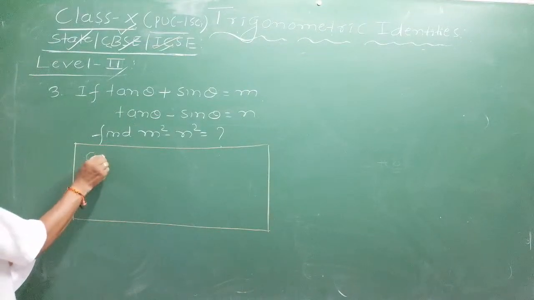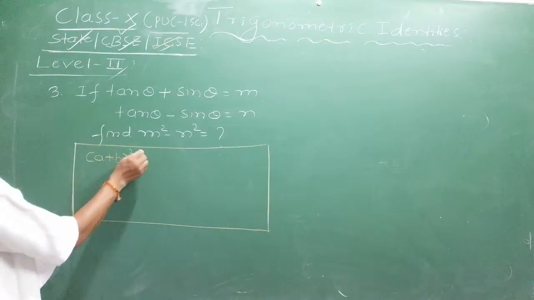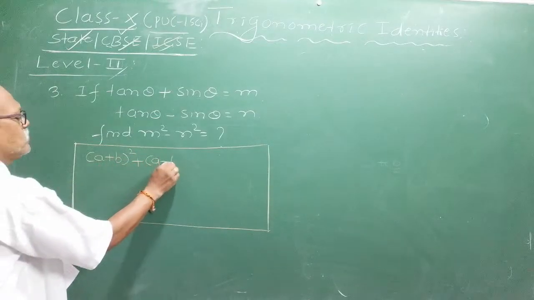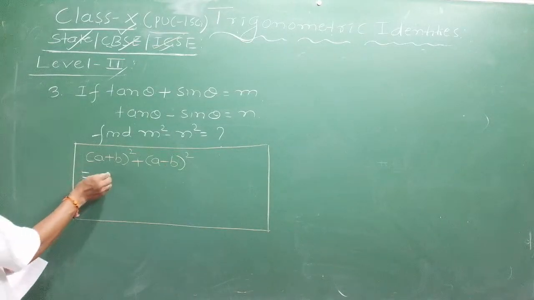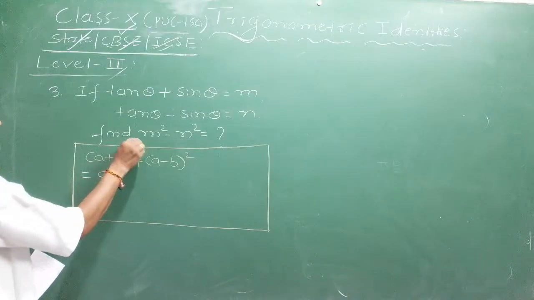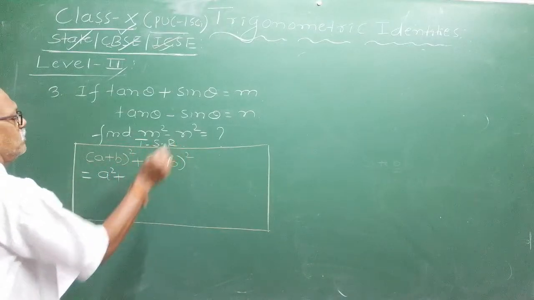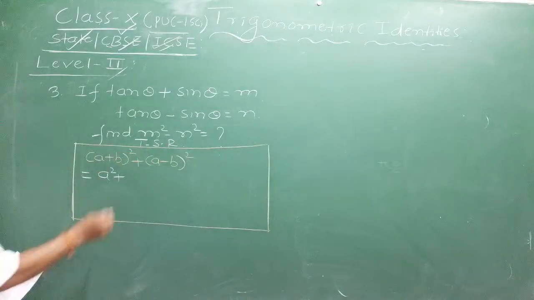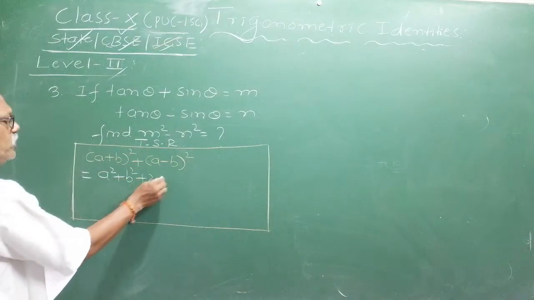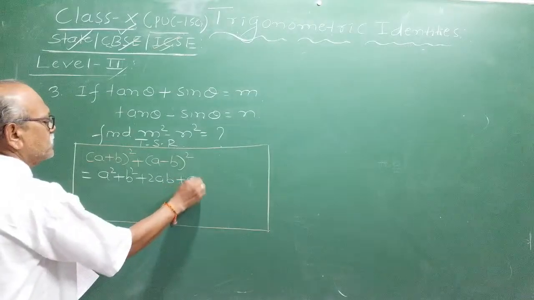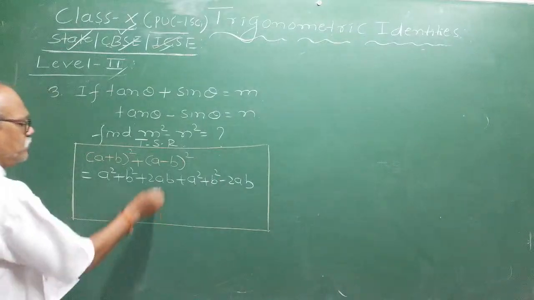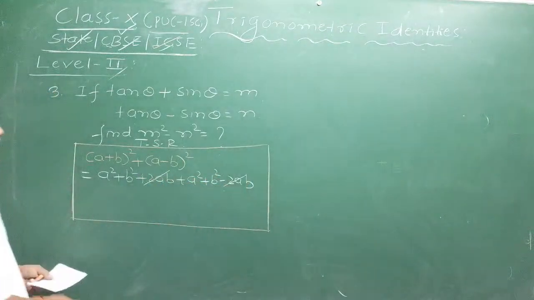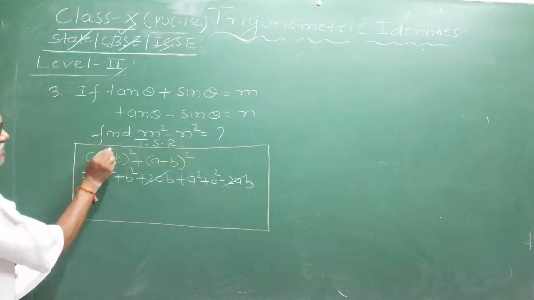You know what is (a plus b) whole square plus (a minus b) whole square. What do you get here? Whenever you get (a plus b) whole square and (a minus b) whole square, if you expand it, you will get a square. These are time saving results, write them down. They will save your time. A square plus b square plus 2ab plus a square plus b square minus 2ab. Observe, plus 2ab minus 2ab cancels.